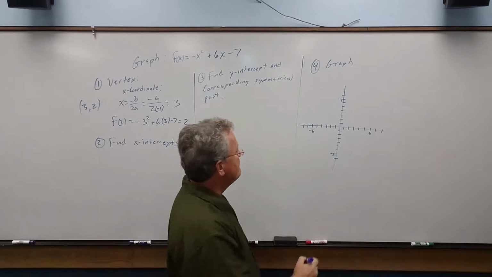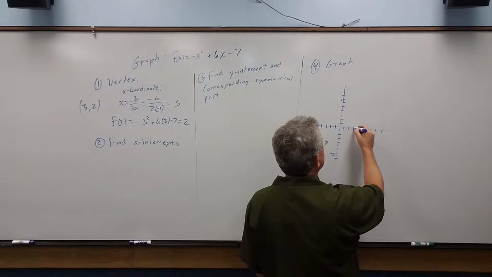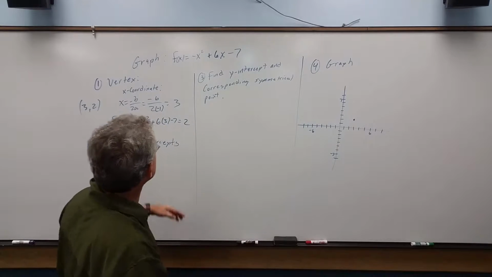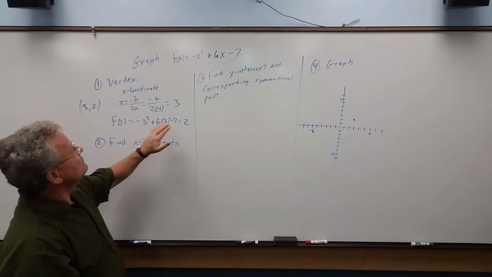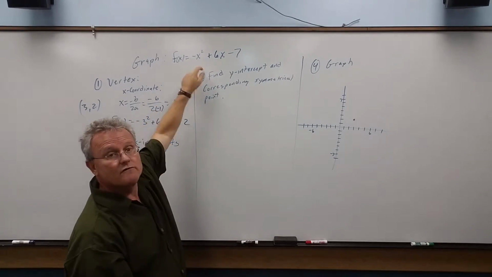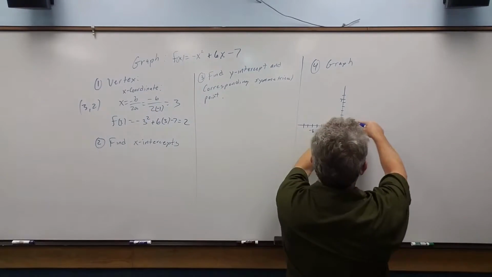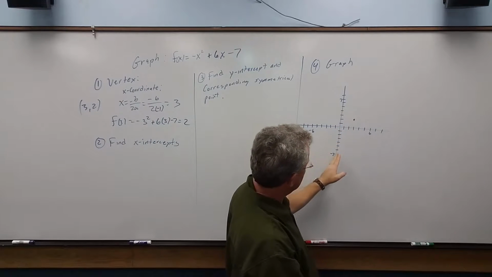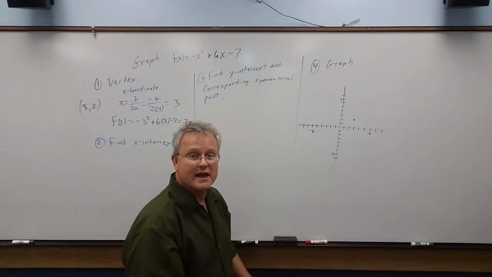So let's plot that. 1, 2, 3, up 2. There's the vertex. Before I do this, we know that the graph is going to go down because the leading coefficient is negative. We just want to know where it crosses the x-axis and where it crosses the y-axis to get a fairly precise graph.